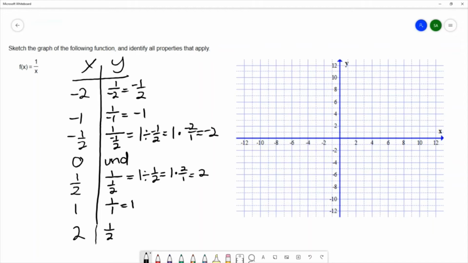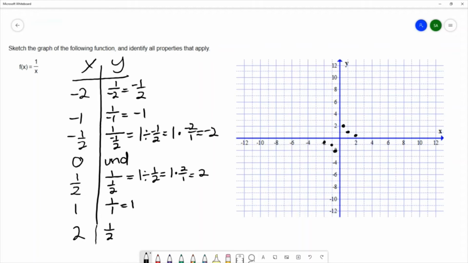So I have a list of ordered pairs, which I'll plot on my picture. I have -2 and -1/2, -1, -1, -1/2 and -2, 1/2 and 2, 1, 1, and 2 and 1/2.